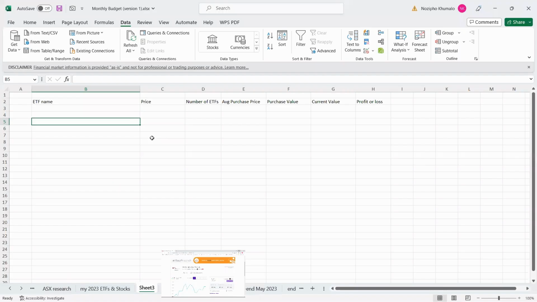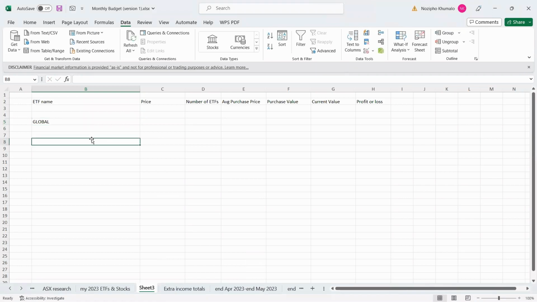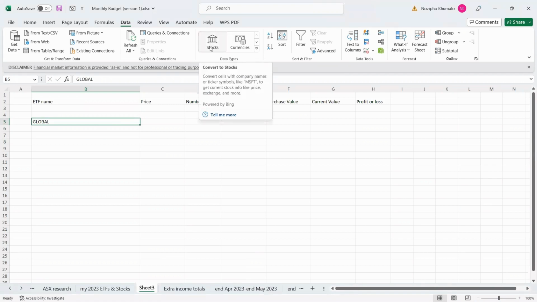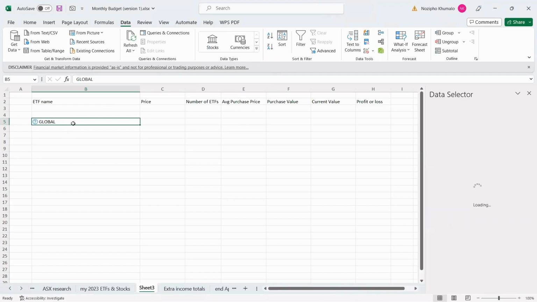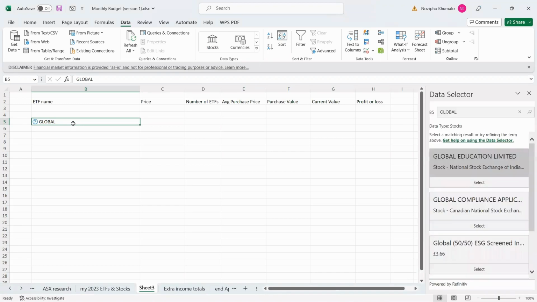So let's go back to Excel and type Global. Once you've typed Global, highlight it, and then on your Microsoft Excel sheet, click on Data first. Then you'll see here where it says Stocks. That description says convert cells with company names or ticker symbols, like MSFT, which is Microsoft, to get current stock info like price, exchange, and more. So if I click on Stocks, it'll convert this Global to a stock. If it doesn't, it means there are many other stocks or ETFs called Global. And here where it says Data Selector, you have to select which stock or ETF you mean.